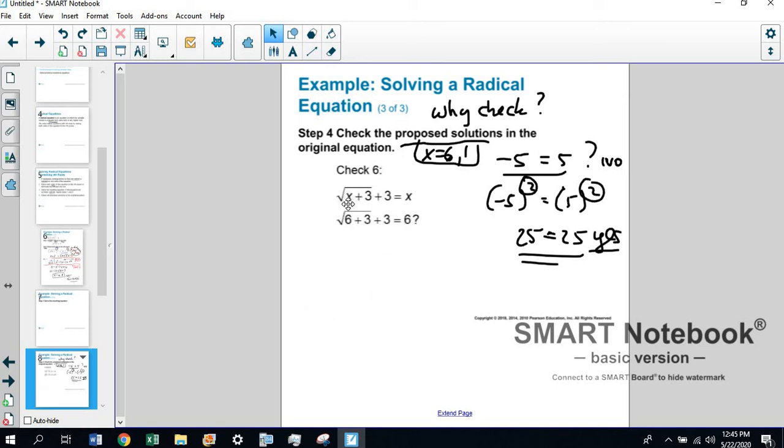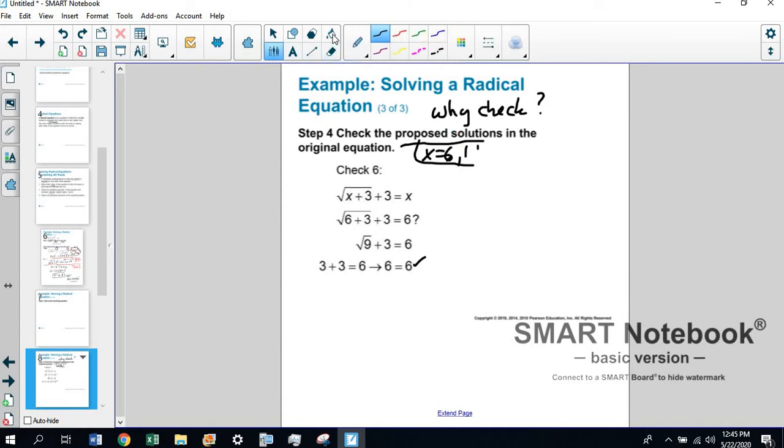Okay, so we're going to check 6. We plug in 6 for the x on this side and on this side. Is this true? Square root of 9 plus 3 equals 6. 3 plus 3 equals 6. Yes, it is. That's true. That's good. So that means 6 is a good answer. Check.